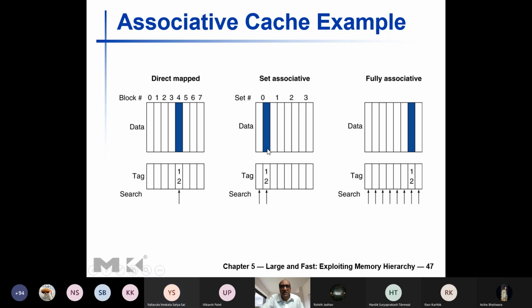We need to compare this and this together, both of them. If none of them satisfies, if none of them tell you that the block is the desired one, then it's a miss. So what I mean to say is that in case of set associative, you require two comparisons, whereas in case of direct map, you have only one comparison.